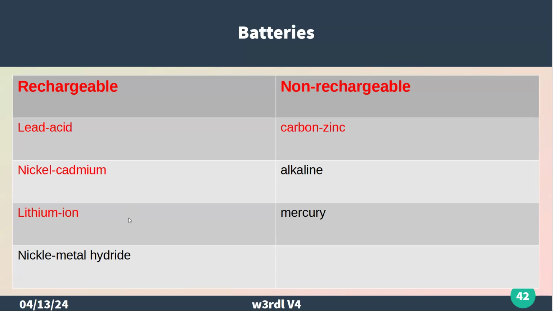Then I remember lithium. I remember that from the first phones we had. Then we came with lithium ion, which you see a lot of today.